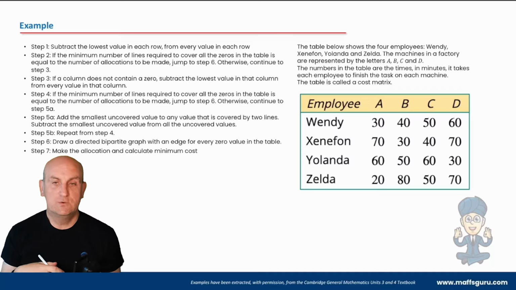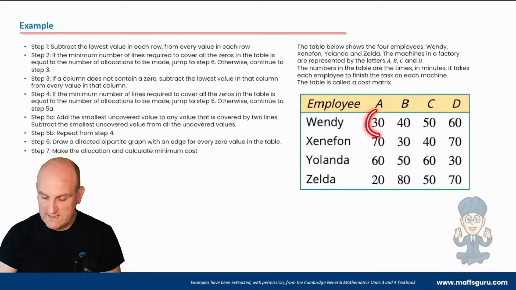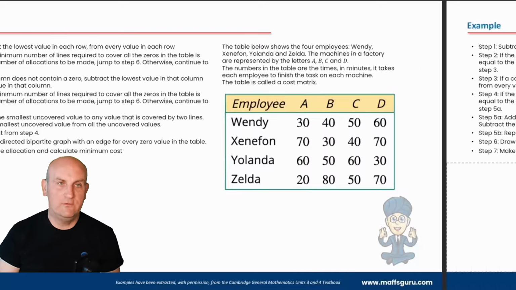All right, the table is called a cost matrix. In this situation, it's a cost matrix. Why? Because there's a cost. We want Wendy, Xenophon, Yolanda, and Zelda to be pretty quick at each of the tasks. But how do we now do this?